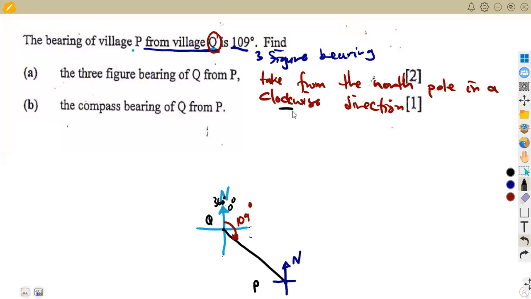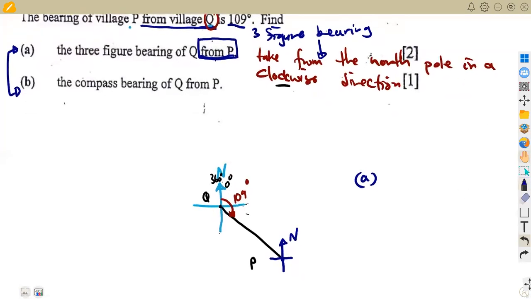All right. So with the sketch that we are having, we can now determine whatever you are given. So take note here. The question actually needs us to attempt the three-figure bearing and also the compass bearing. But now we are referring to Q from P. All right, we say three-figure bearing is always taken from the north in a clockwise direction. So as we are now considering from P, it means we are considering the north pole at P. This is your P.